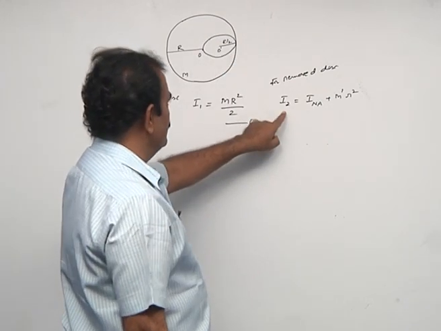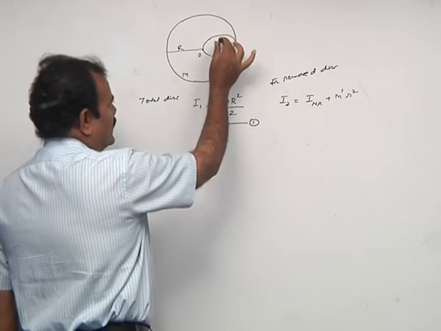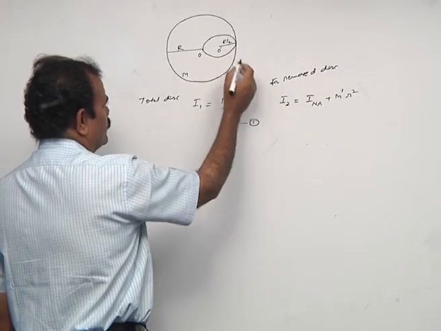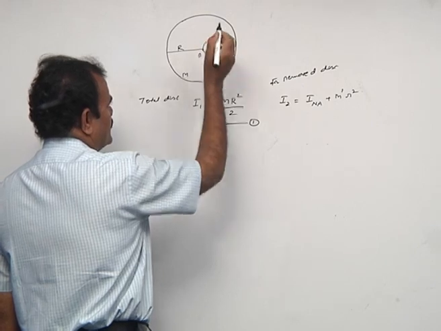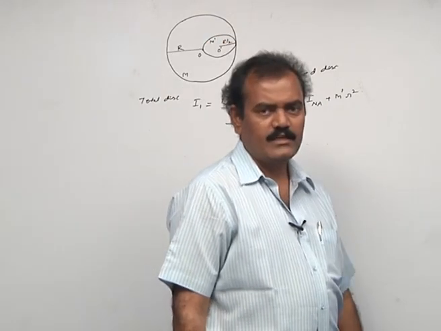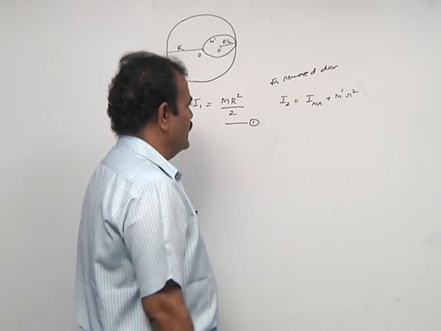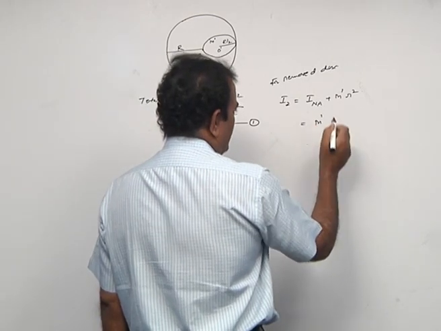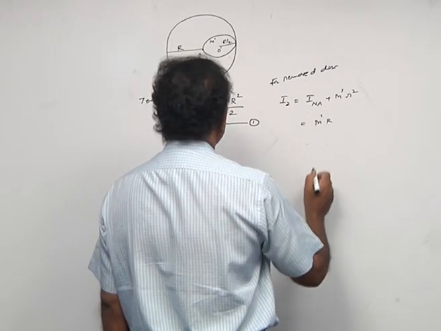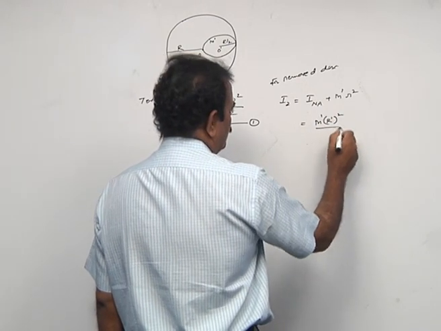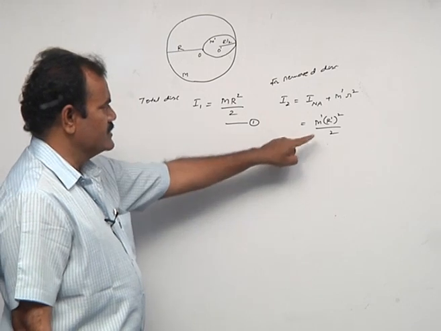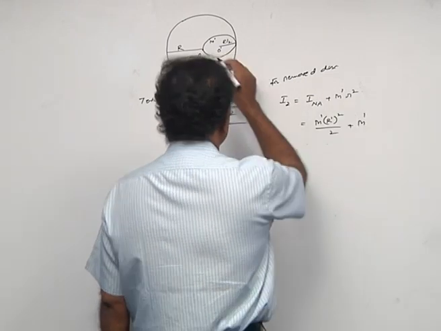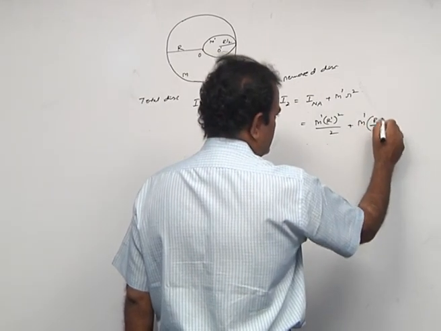In this case, I2 is equal to INA plus m dash r square. M dash is the mass of the removed portion. Now here you have to find out the INA. How is it possible? This also is to be taken with m dash, and the radius r dash, so it is m dash r dash square by 2. And again plus m dash r square, where r is r by 2, so it is m dash times r by 2 whole square, that is also there.